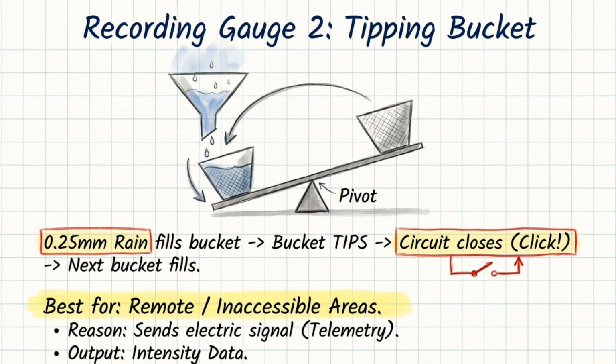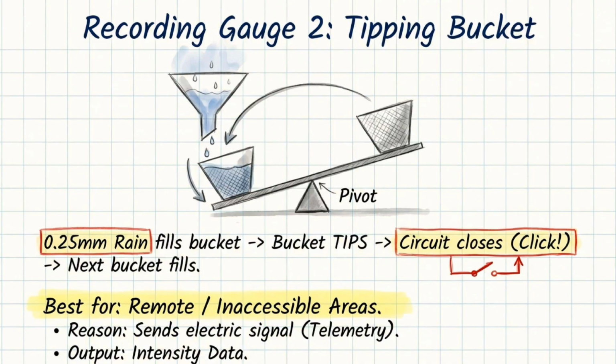Now let's understand another recording rain gauge called the tipping bucket rain gauge. The working principle is very simple. First, rainwater enters through a funnel at the top and flows into a small bucket system placed on a pivot. There are actually two small buckets balanced like a seesaw. When rainwater fills one bucket, it collects up to a fixed amount, usually 0.25 mm of rainfall. Once this amount is reached, the bucket becomes heavy and tips downward.